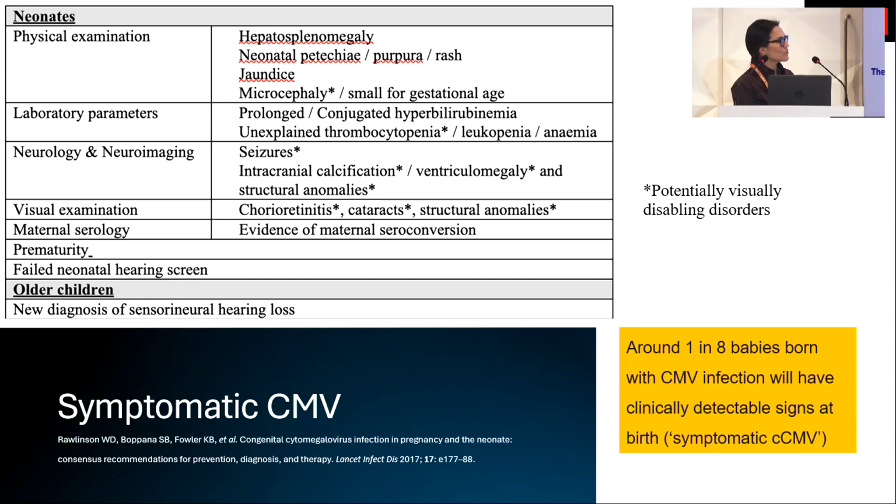So just a reminder here of the features of symptomatic CMV. And this is a European consensus guideline, which was published in 2017. And you can see here the features the neonate may have to be diagnosed with congenital symptomatic CMV. And that includes particularly hearing loss, but other systemic comorbidities, several of which you can see have potential to be visually disabling.